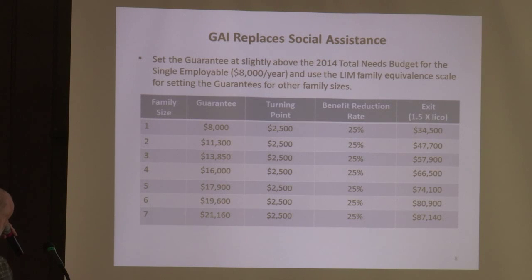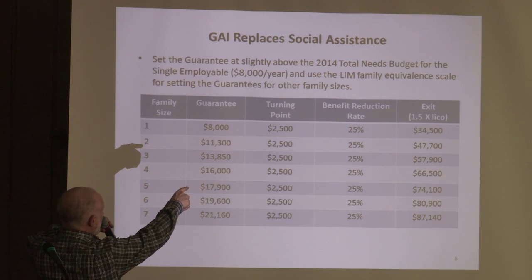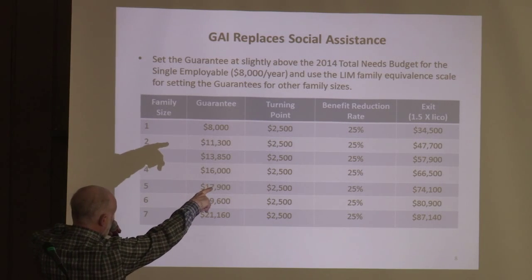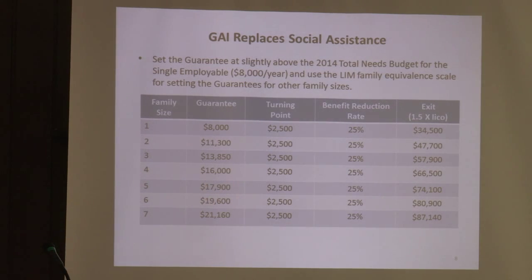I was able to get a benefit reduction rate of 25%, which is substantially lower than the 70% benefit reduction rate that the current SA program applies to earned income. I chose the benefit reduction rate such that the exit point is 1.5 times the LICO, which I think, I don't remember which LICO I used. It was either the before or after tax LICO. So that's the design of this program.